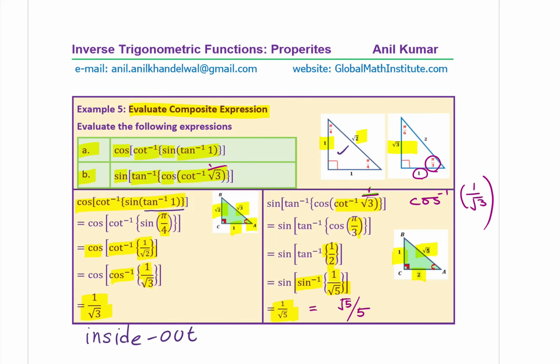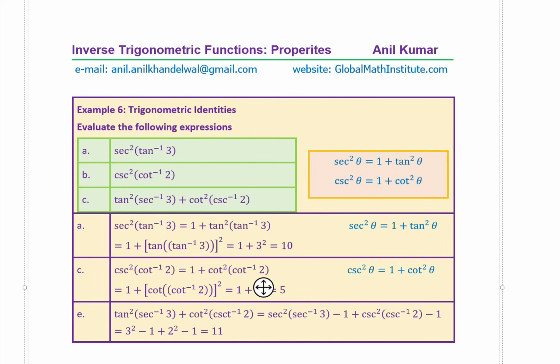Is that clear to you? Right? So there was a typing error. I changed this question to cot inverse of 1 over square root 3. So that is a change which has been made here. Okay, let's move forward and see how we solve similar questions.